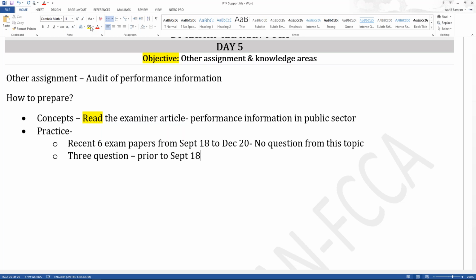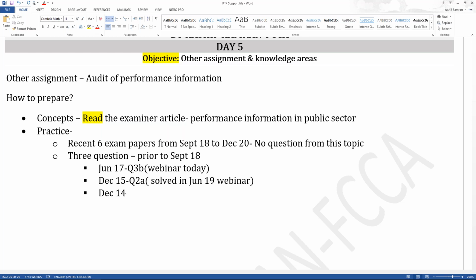So 3 questions, right? Prior to September 18, which is on this topic. The most recent one is the one I will be doing today, June 17, question number 3B. This will be in the webinar today. Then followed by that is December 15, question number 2A, which I solved in my June 19 webinar, which I have recommended you to watch. And then there is another question, December 14, question number 3B, which you have to do on your own as your assignment. I hope you're clear with that.